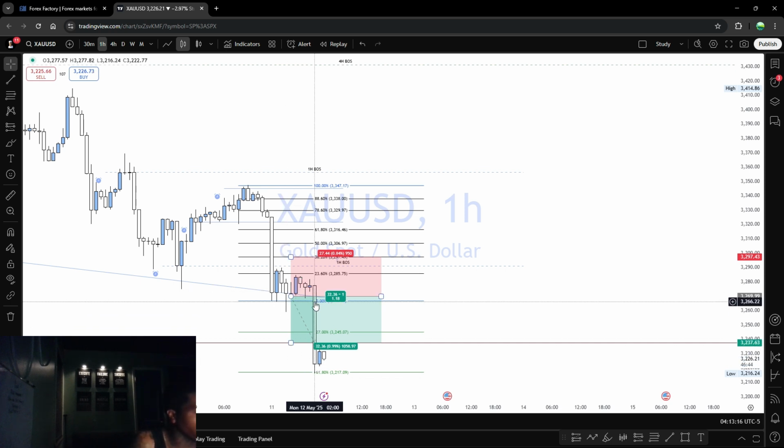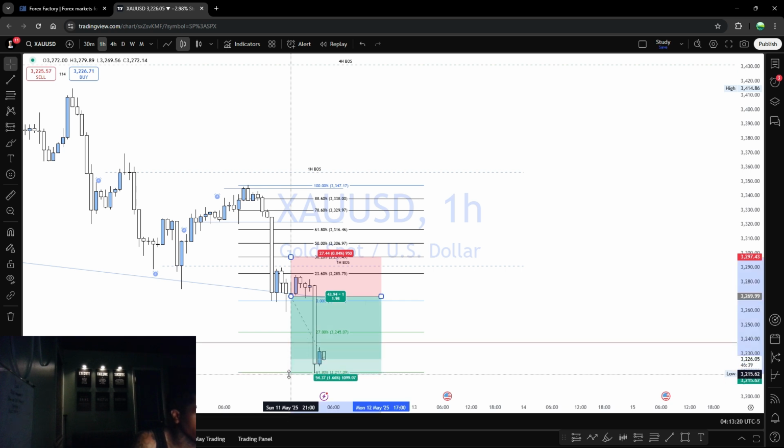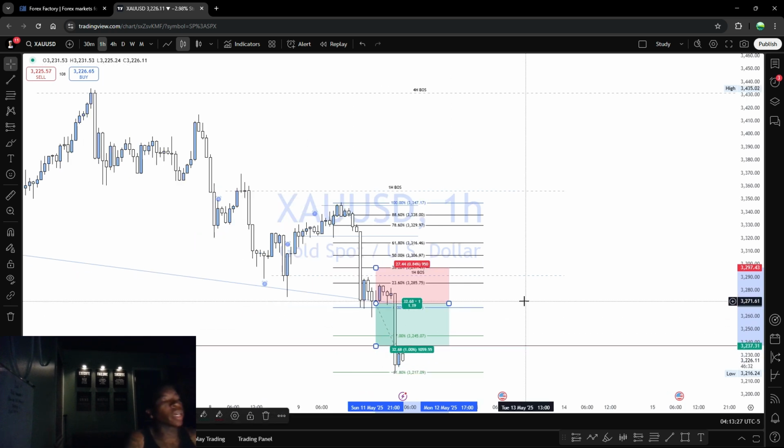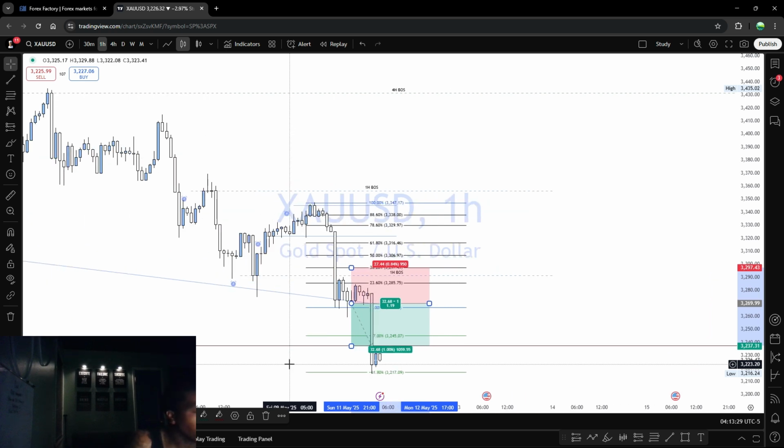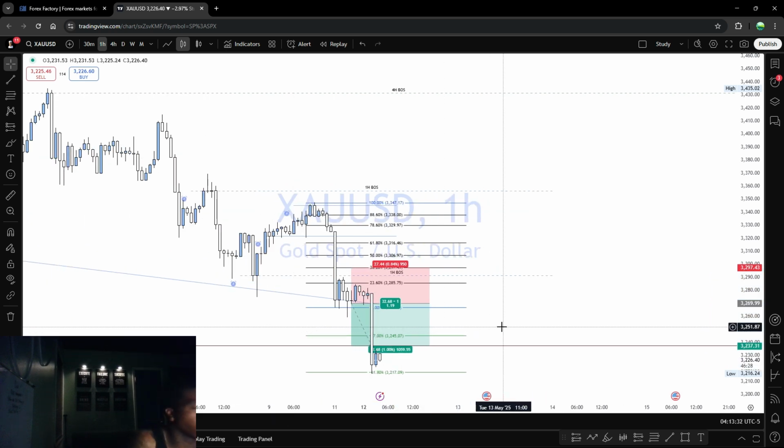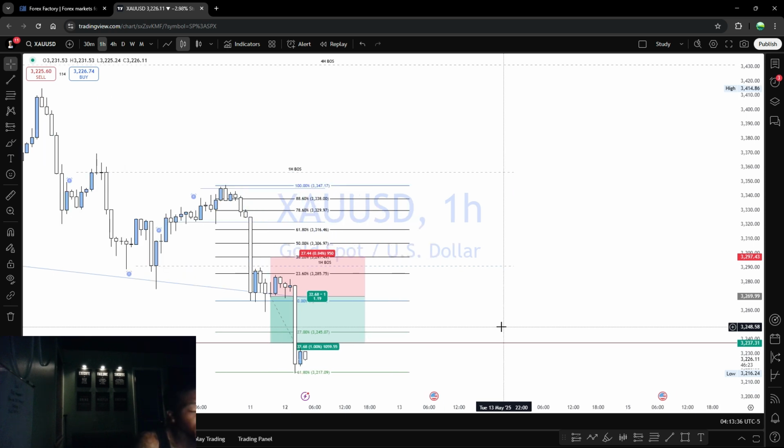And like we did see, price did push its way down to negative 61.8. So that potentially could have been a trade where we gained more capital. But I'm okay with the trade that I did take. So this position wasn't 5%. It was maybe like a 2% risk trade. And I ended up profiting like $122 on this trade.